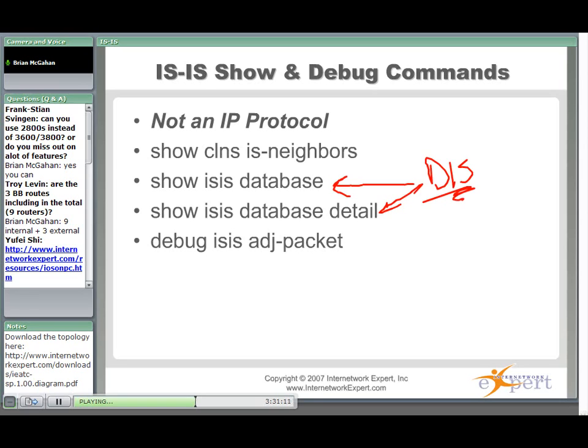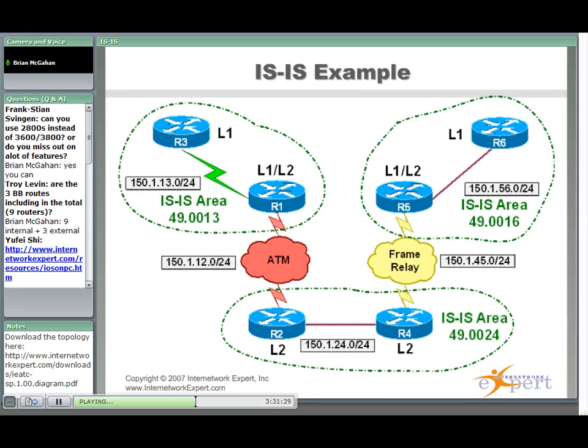If you're having trouble forming adjacency, you can take a look at the debug IS adjacency packet to see what type of issues are coming into play. So like OSPF, the MTU could be an issue with IS-IS. And like OSPF, you can go under the IS-IS process and say we want to ignore the MTU as part of the adjacency negotiation. Okay, so if you understand the logic of how OSPF works as a link state protocol, then that is going to translate directly to IS-IS. They actually use the same algorithm for computing SPF.